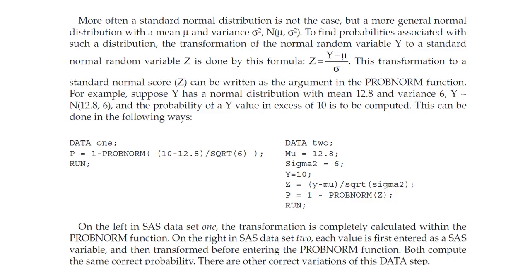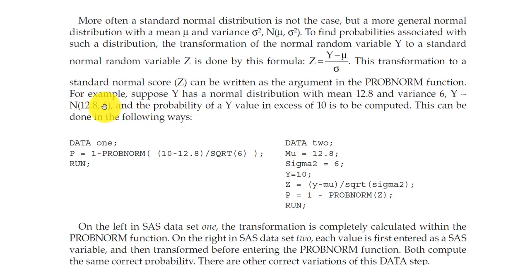Now, it's rare that our data follow a standard normal distribution, but suppose you have a normal distribution with a mean of 12.8 and a variance of 6. Now, some notation, be careful of your references here. The second number listed by me and for many references is variance. There are a few out there that list that second number as standard deviation, so just be attentive to that.